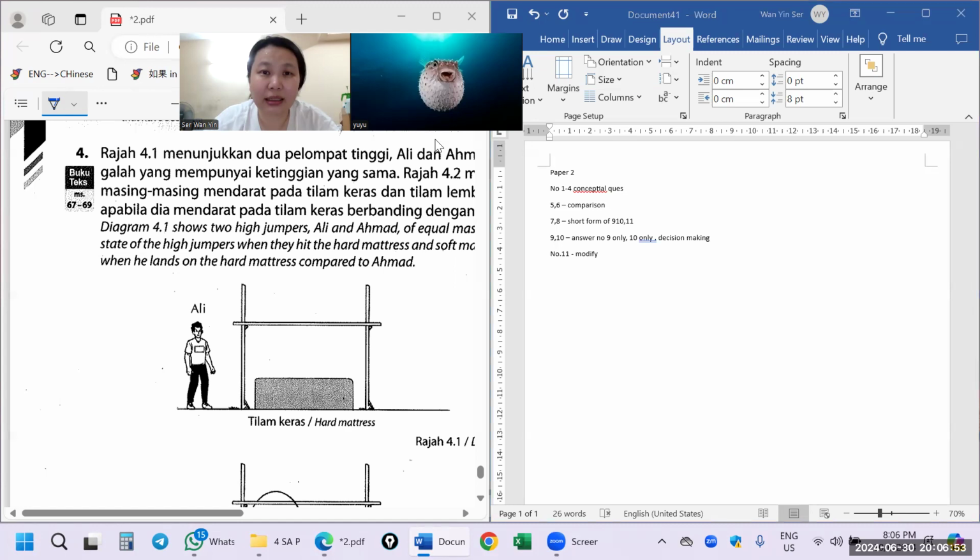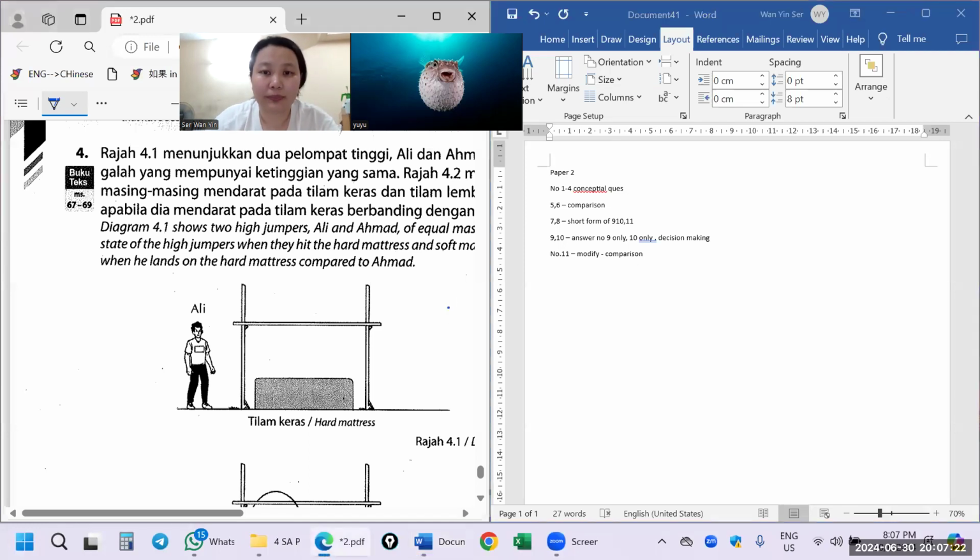Hi, Kayang. Okay, modify. Okay, in modify, normally for B, also got comparison. Okay, also got comparison question.